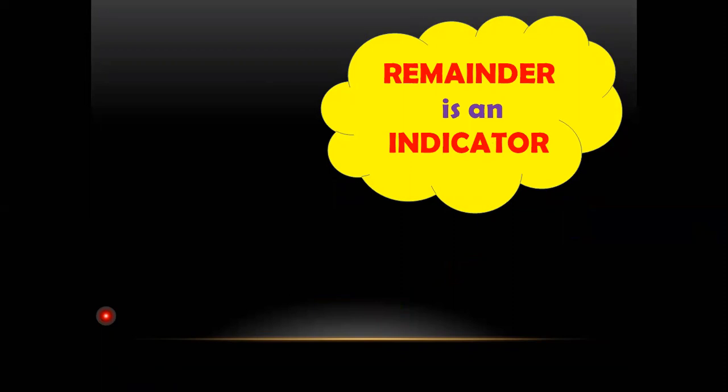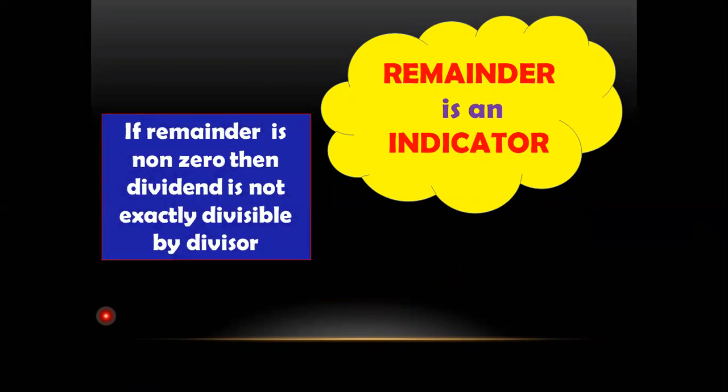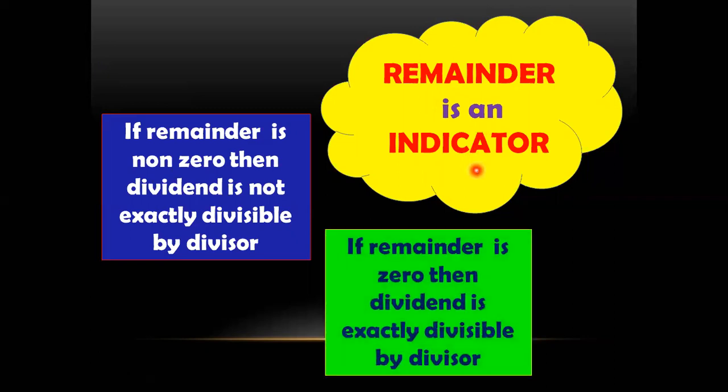One more important concept that we need to recap is that remainder is an indicator. Now, remainder is an indicator of what? Remainder is an indicator that if it is non-zero, then dividend is not exactly divisible by divisor. In the previous example, you have seen that 13 is not exactly divisible by 3, so its remainder is 1. So, remainder is always an indicator. And remainder is also an indicator of one more thing, and that is that if it is 0, then dividend is exactly divisible by the divisor.